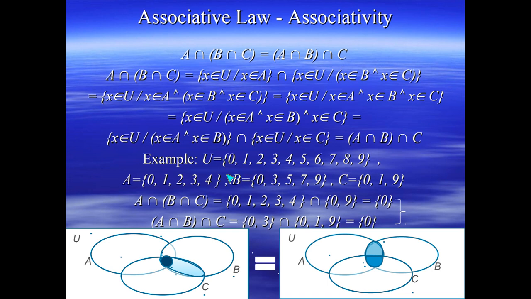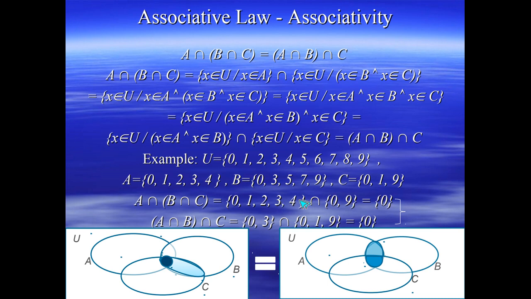So, a numerical example. U is 0, 1, 2, 3, up to 9, the Arabic numerals. A is 0, 1, 2, 3, 4. B is 0, 3, 5, 7, 9. C is 0, 1, 9. So the left-hand side is A intersection, parenthesis, B intersection C. What is B intersection C? The common elements of B and C: 0 and 9. This is B intersection C.